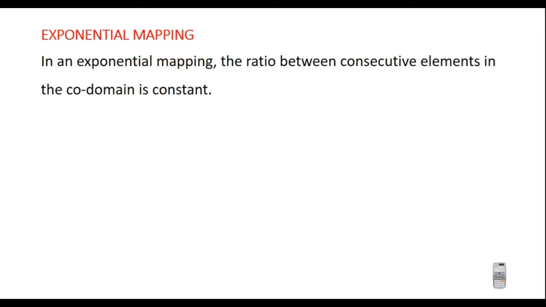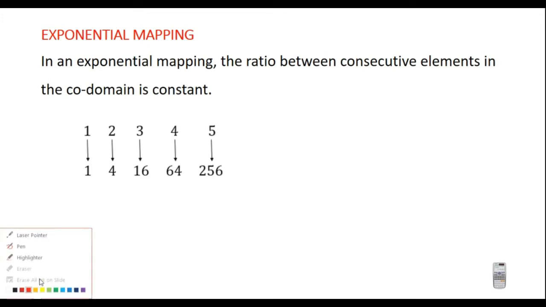In an exponential mapping, the ratio between consecutive elements in the codomain is constant. What does this mean? Let's look at an example. In the previous video, we said that for linear mappings, the common difference between elements in the domain and elements in the codomain are constant. So in this example, if this were to be a linear mapping, the difference between 1 and 2 is 1, difference between 2 and 3 is 1, difference between 3 and 4 is 1, difference between 4 and 5 is also 1.